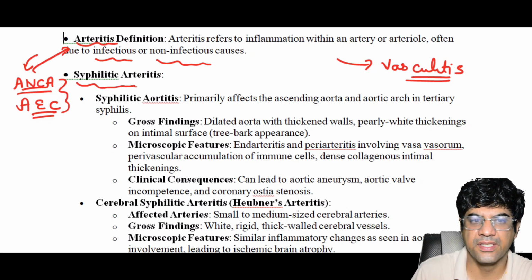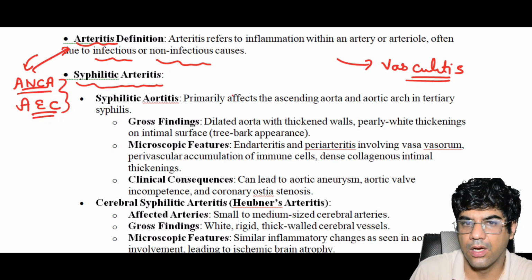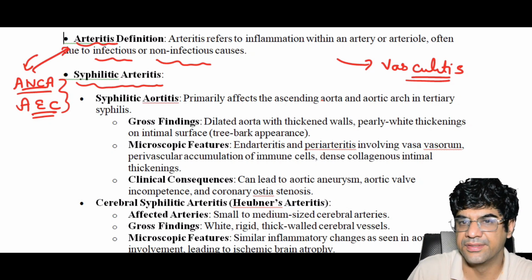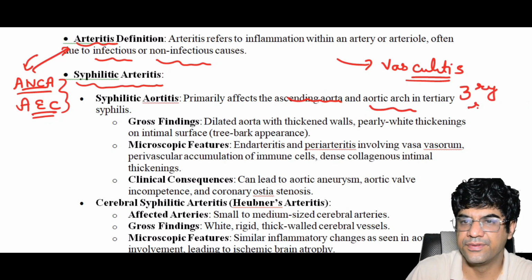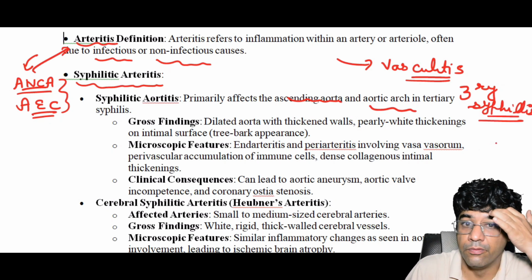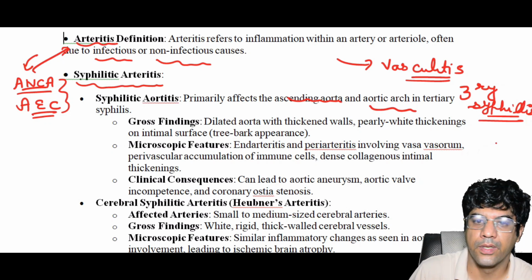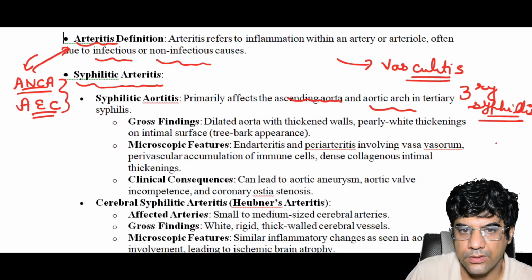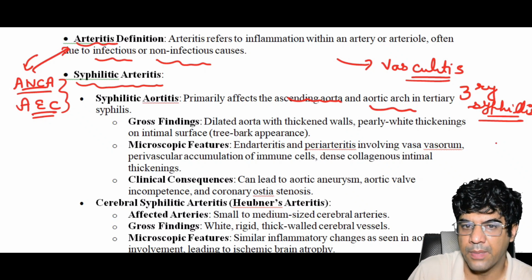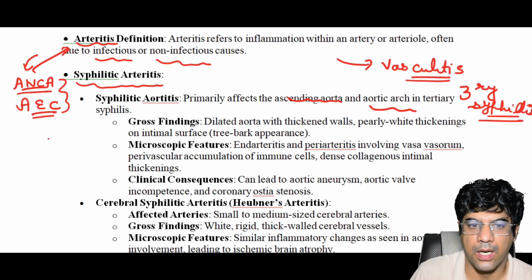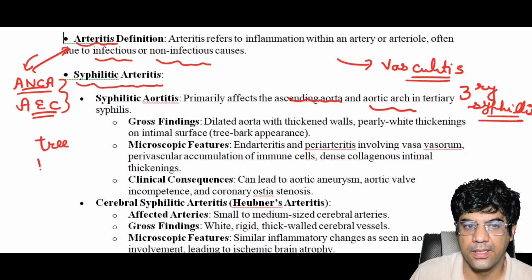The first we are going to discuss is syphilitic arthritis. Syphilitic arthritis predominantly affects the ascending aorta and the aortic arch. It occurs during the tertiary stage of syphilis. So you will see the aorta would be dilated and have thickened walls, and it is characterized by a pearly white thickening that resembles tree bark.